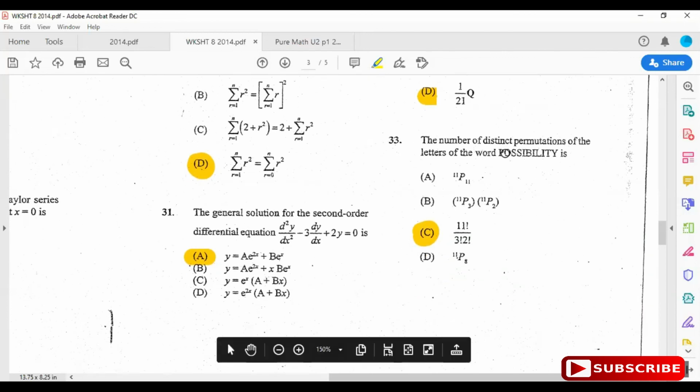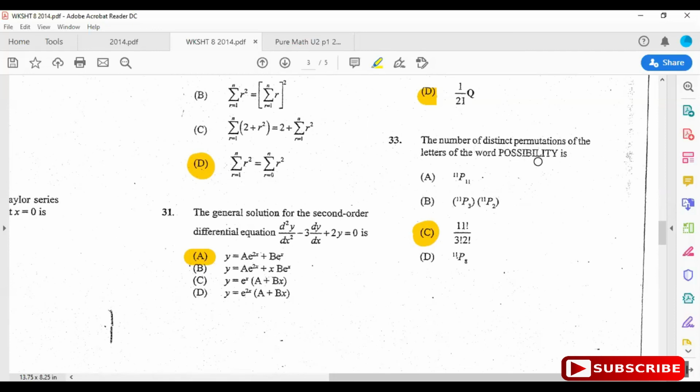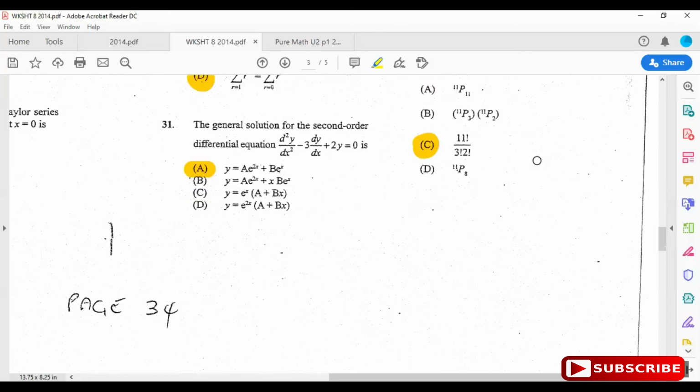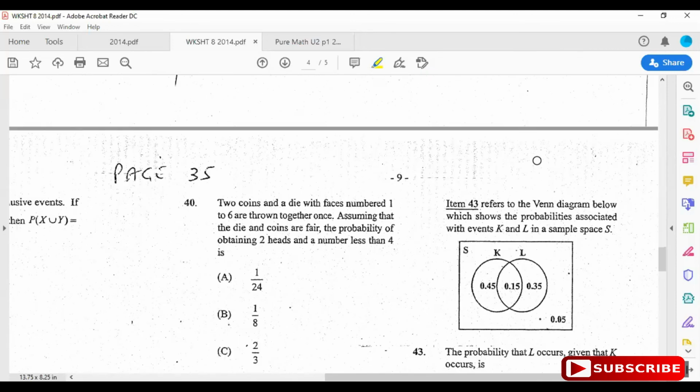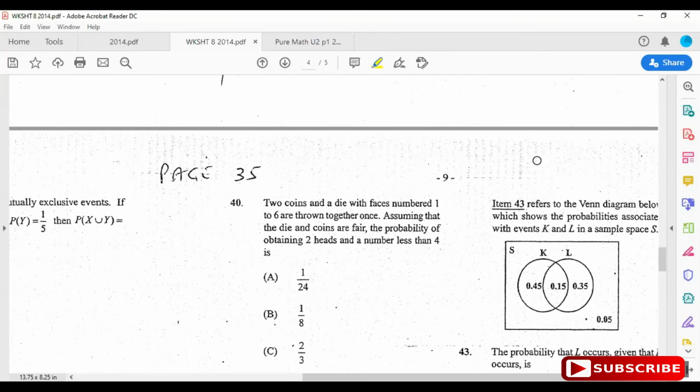Because we have 11 letters, like Ashley said, and we have 2 repeated letters in S and 3 repeated letters in I. So it is 11 factorial over 3 factorial times 2 factorial. Easy question.